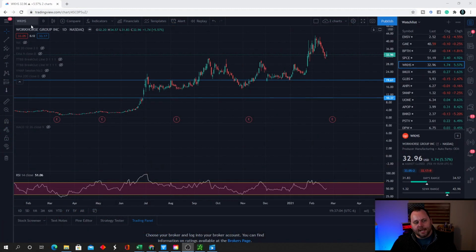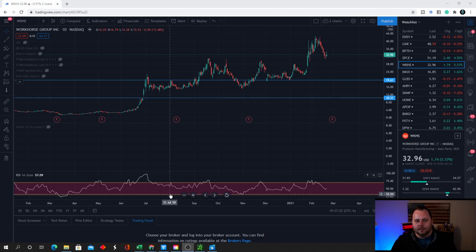Here we are looking at ticker WKHS, and this is the daily chart. You can see my candlesticks right here, and down here we have the RSI. When looking at the RSI, over this 70 threshold is considered overbought, and under this 30 threshold is considered oversold.